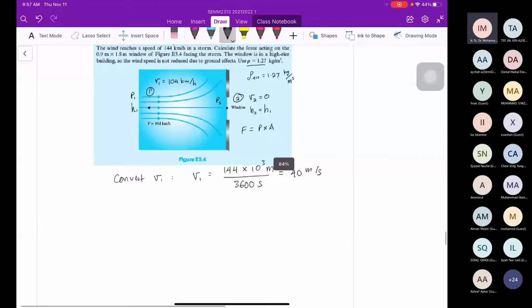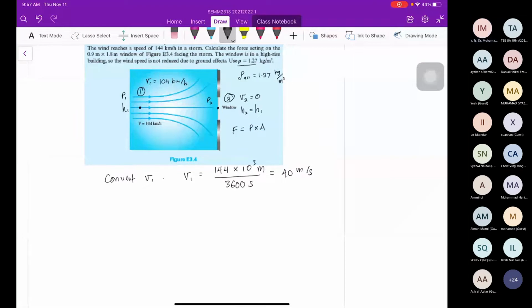Alright, now apply the Bernoulli equation. Okay. So apply the Bernoulli equation at points 1 and 2.